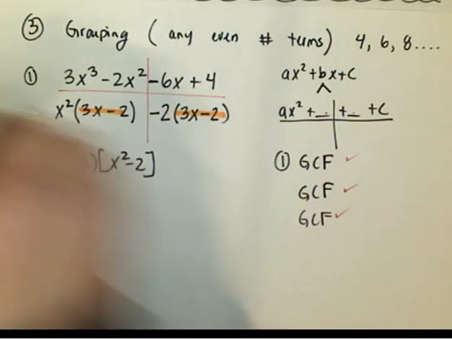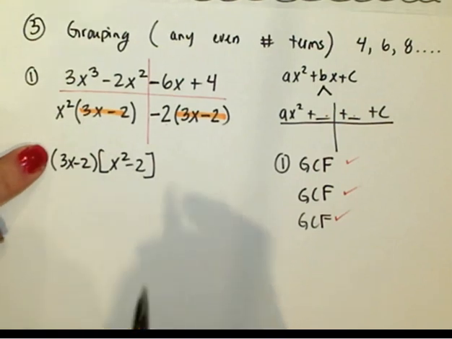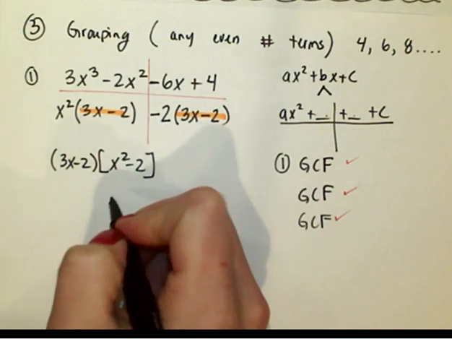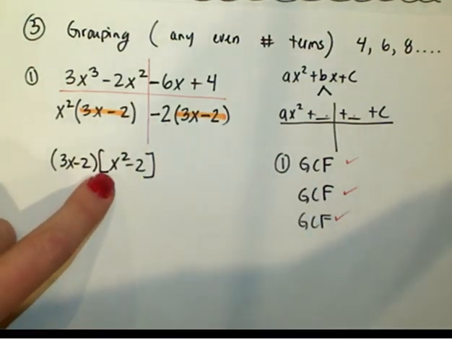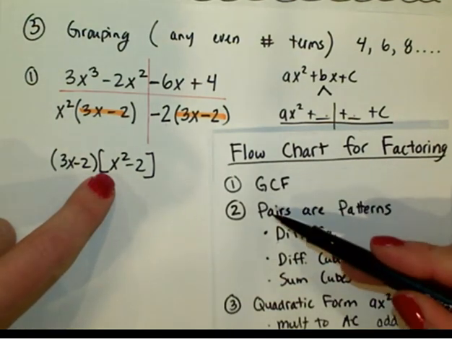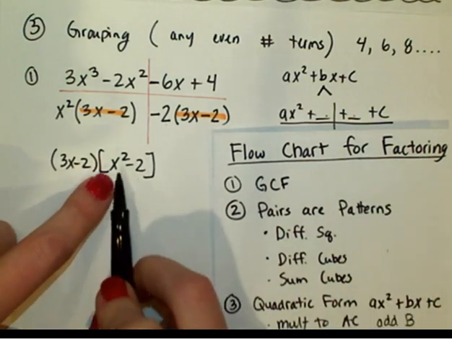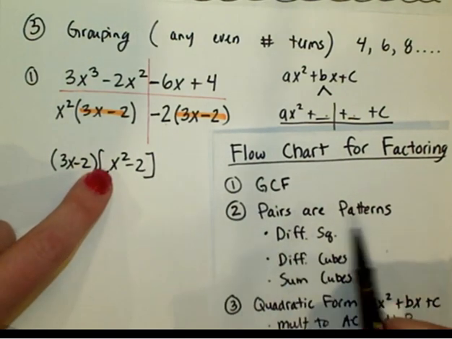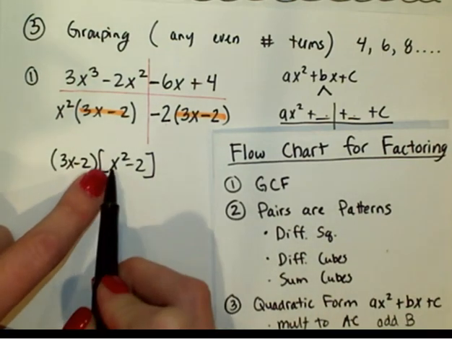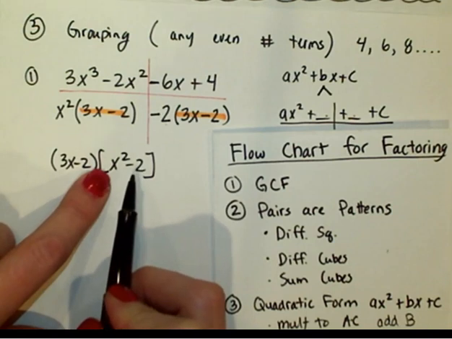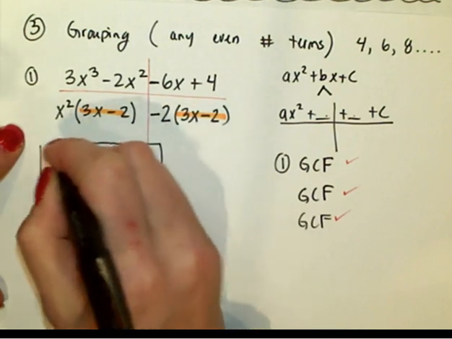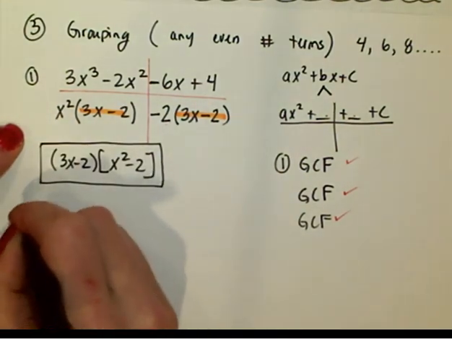Before you are finished, you have to look at each factor to make sure it's prime. 3x minus 2 is prime because it's linear. When you look at the quadratic factor, you check your factoring flowchart. I've done my GCFs. I am looking for patterns. Why am I looking for patterns? There are only two terms, and pairs of terms are typically patterns. I notice that they're not perfect cubes. I do have a perfect square, but 2 is not a perfect square, and so patterns don't apply. This is completely factored. Let's go ahead and you try the next example.